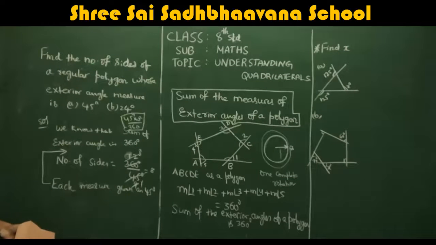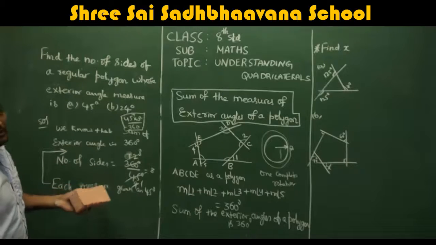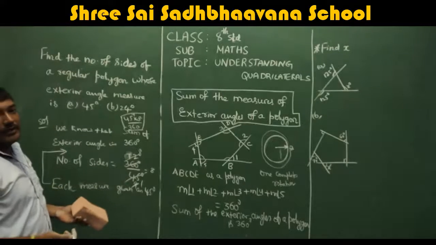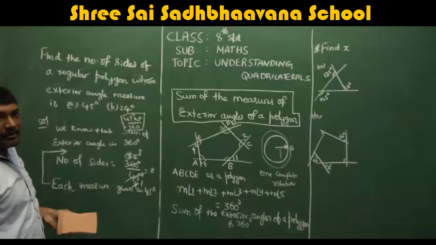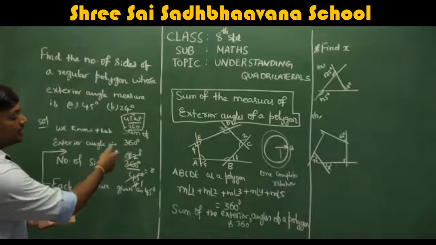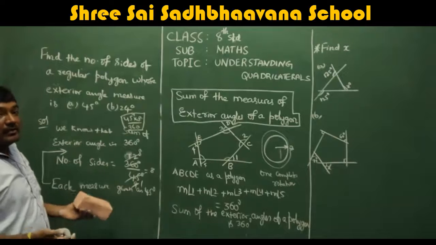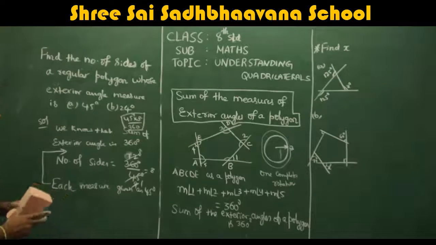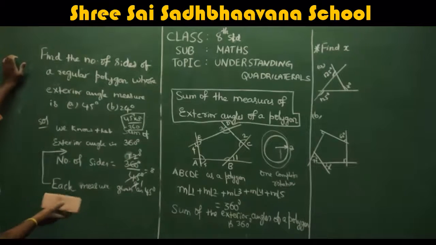So how many sides are there? Obviously, you should divide 360 by 45 degrees. So that will be the answer, 8. So 8 into 45, each measures 45 degrees. So 8 sides it has. 8 into 45 is 360. So how many sides? 8 sides. It's very simple. Okay, let me do one more sum based on this.